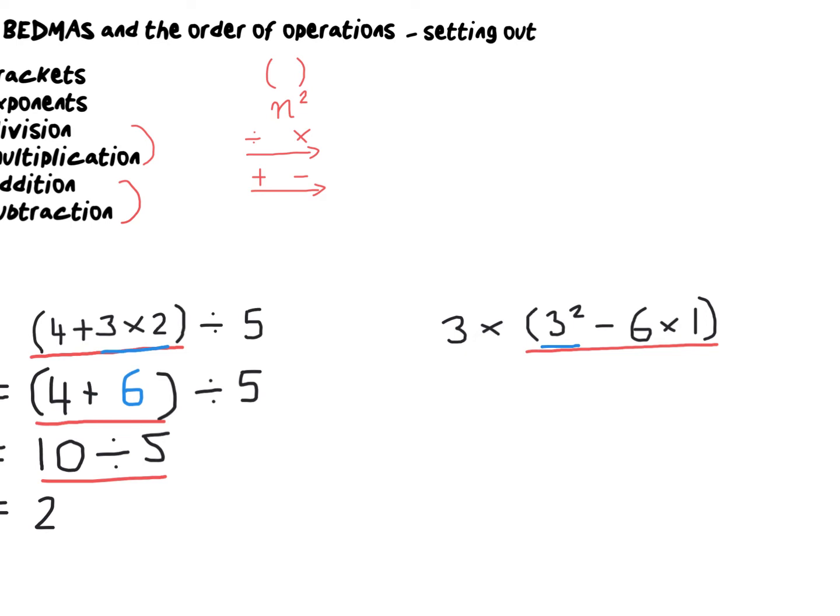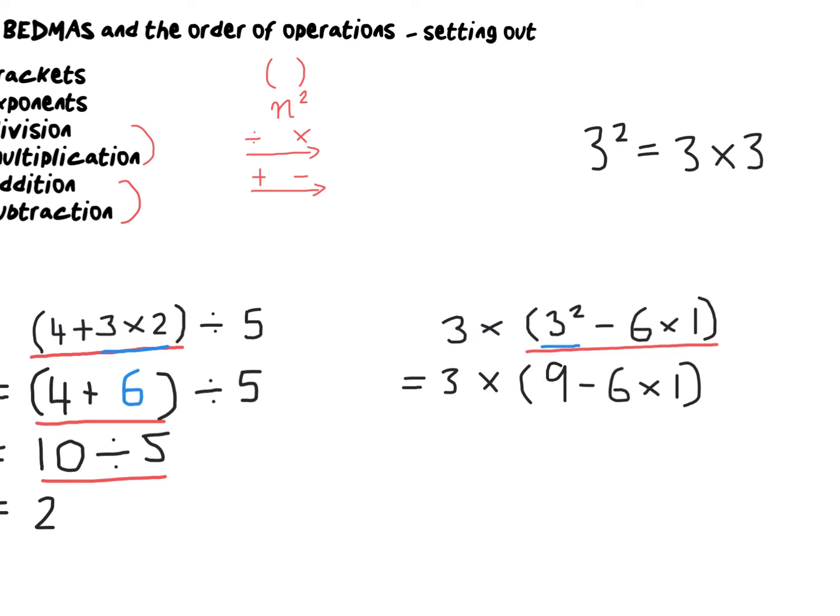Everything else in my sum is going to stay the same. So I put my equal sign, 3 times, open the brackets, something, take away 6 times 1, end of brackets. So I'm going to put my answer for 3 squared in there. 3 squared is actually the same as 3 times 3. This little number is whispering to the big number how many times it's going to multiply by itself. So I should see it twice, which I do. So 3 times 3 is 9. So that goes in here.